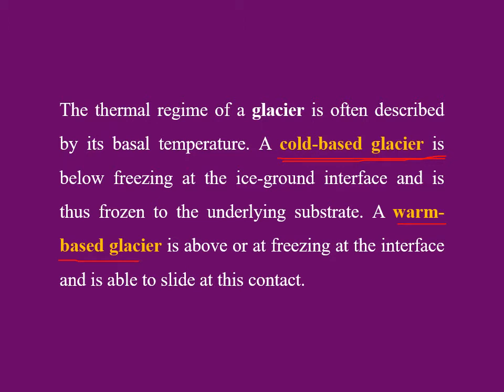That means that there will be almost no movement or very insignificant movement, and this type of glacier is also known as dry base glacier because of the absence of water. So depending on this thermal regime, these two types of glacier are found in nature.